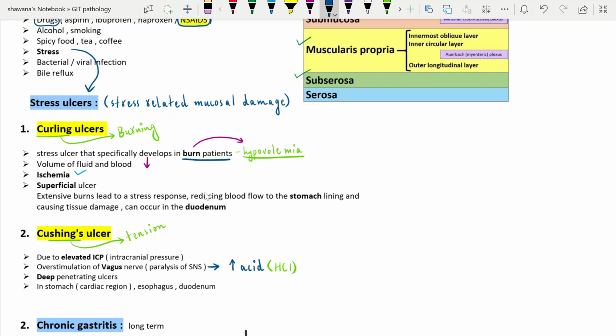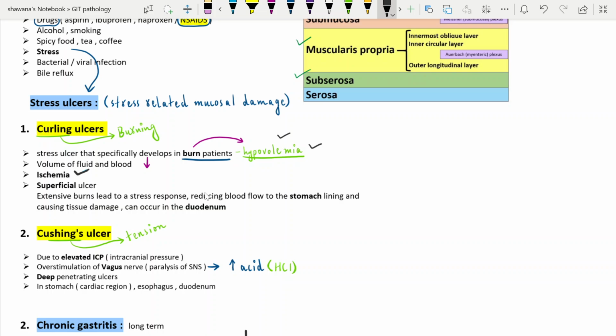And as you know, burning results in hypovolemia, because when our skin or the tissues are burnt, they result in the destruction, or we can say degradation of our skin. And skin also contains water, right? So they result in hypovolemia. And when the volume of the fluid and the blood is lost in case of burning, it results in ischemia. Ischemia means that a lesser amount of blood is supplied to the organs and the tissues.